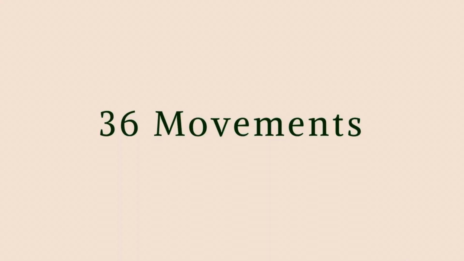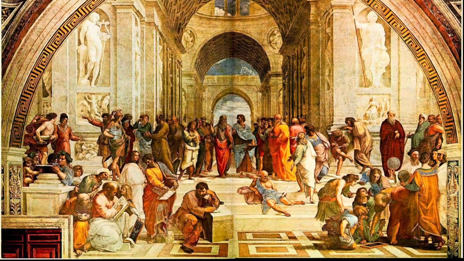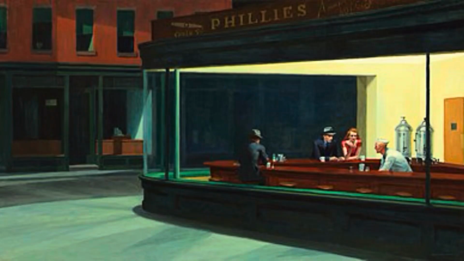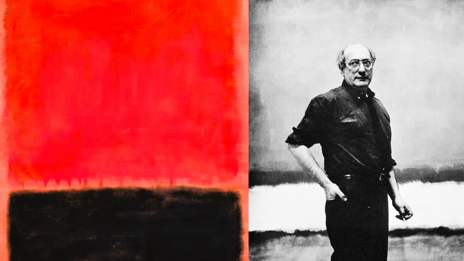The first guide to understand art history is the 36 movements. There are 36 movements in the entire art history, and each movement was created in a specific decade, a specific era. We call them eras in art history. For example, you have High Renaissance, Renaissance, Post-Impressionism, Realism, Minimalism, Contemporary art. All of these are movements.